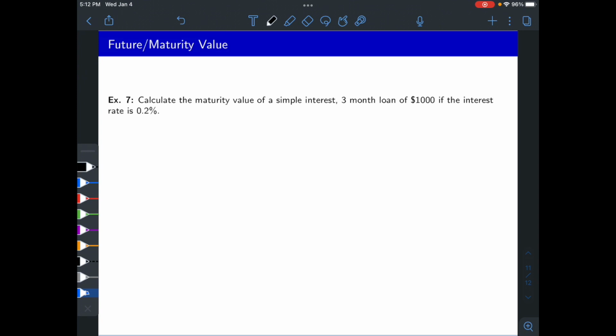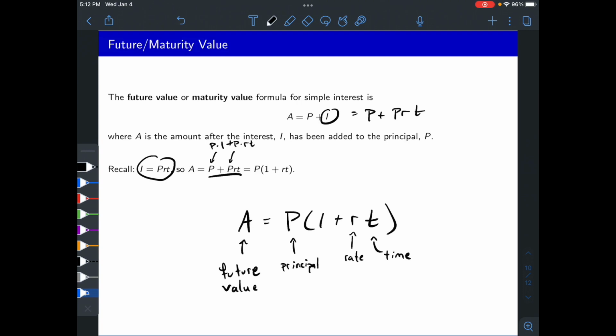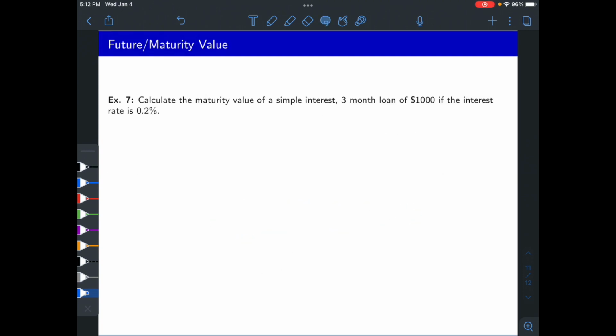Okay, so I don't particularly care which way you do it. Just to be a little bit different, I'm going to show how to use this whole formula. So let's bring this over. Your future value or maturity value is going to be equal to P times 1 plus RT. Our principal is $1,000. And then here we have 1 plus, now R is 0.2%.